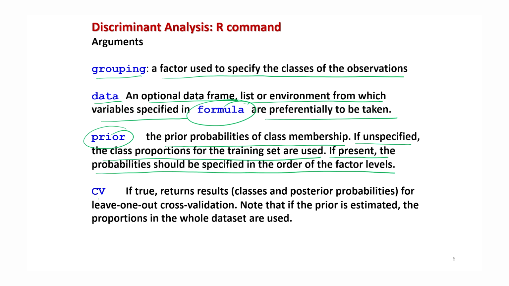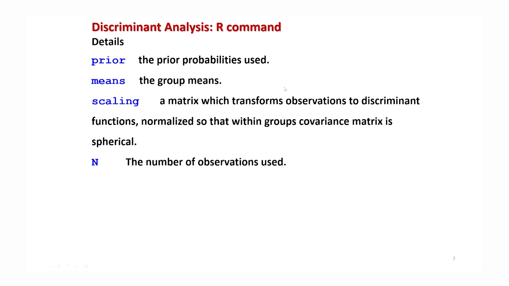Then you also have the option CV. If this is true, then it presents the results, classes, and posterior probabilities for leave-one-out cross-validation. And if the prior is estimated, the proportions in the whole data set are used. So that is in your control. And in the outcome, you will see the output as prior, which will indicate what prior probabilities were used.